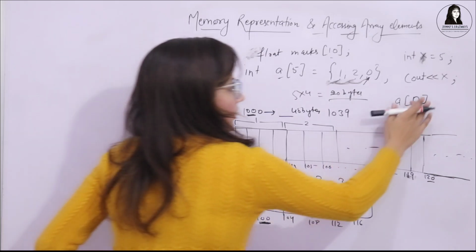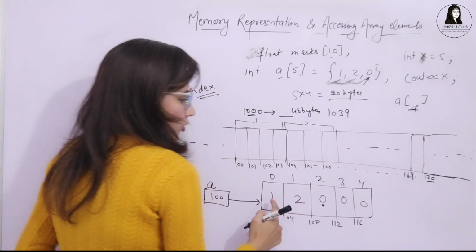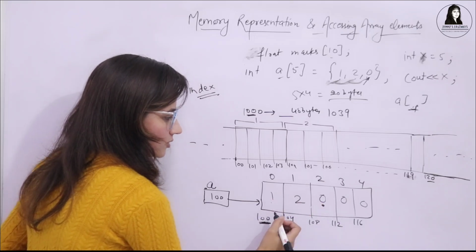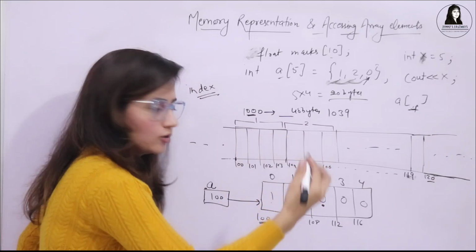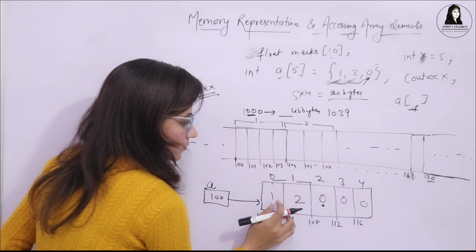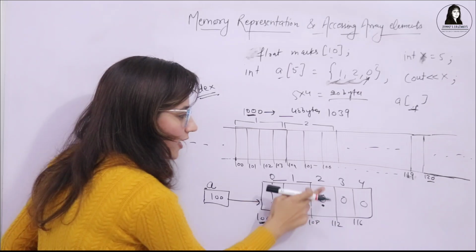So if I want to access this 0, the distance of this 0 from the first element is how many steps you need to take to reach this 0. If you are here, then 1 and 2. After taking 2 steps, you will reach this 0. So that is why the index is 2.